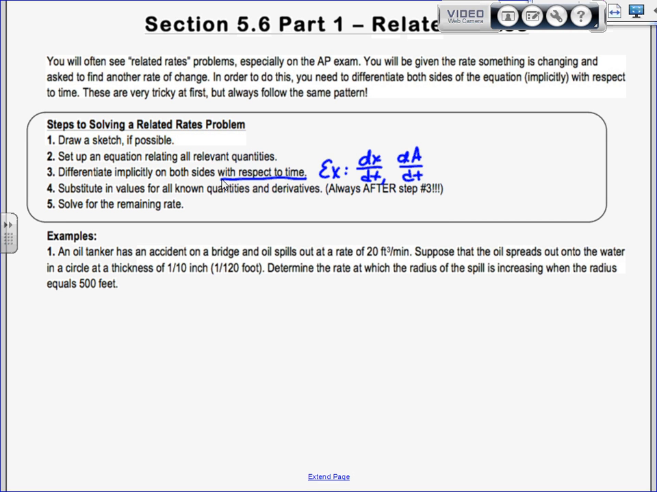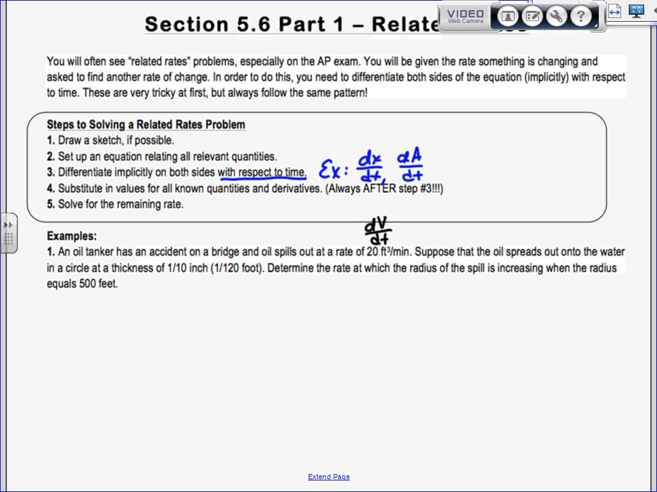Okay, so it says, number one, an oil tanker has an accident on a bridge and oil spills out at a rate of 20 cubic feet per minute. So when I see that, I immediately think, oh, that's the rate of change of the volume with respect to time. Do you guys see that that's dV over dt? Volume is cubic feet, time is minutes. Okay, as Mr. Crowley says, units are the key to life. He always says that. That is especially true when you're dealing with related rates.